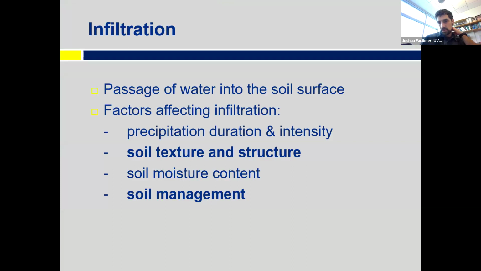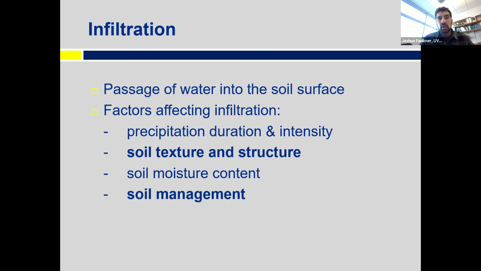Okay, so that's our little bit of a review on texture and structure, and now let's jump into the process of infiltration. Infiltration is defined as the passage of water into the soil surface, and I think it's important to differentiate this from percolation, which we'll talk about in a moment, which is the movement of water down through the soil. But these are different processes. Infiltration is when water enters the soil. And so there are different considerations at play and different factors that affect that than affect percolation.